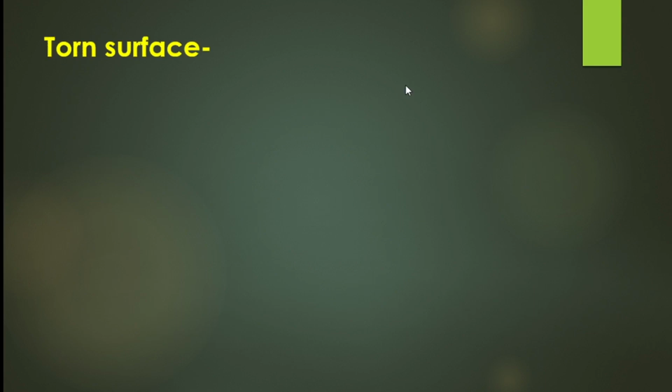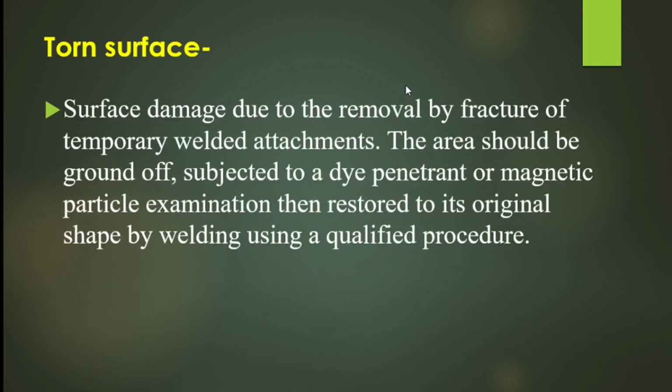Then another is the torn surface. So what is the torn surface? Torn surface is the surface damage due to the removal by fracture of temporary weld attachment. Sometimes we use temporary welded attachments, like lifting pads, or some support to control the distortion. So these are all temporary attachments.